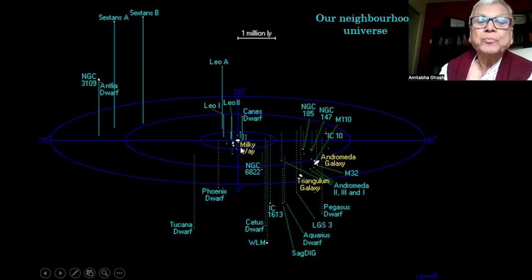And in the local group, this is the Milky Way, our galaxy. And this is the nearest neighbor, the Andromeda galaxy, at a distance of 2 million light years. This is our nearest galaxy, very similar to our own Milky Way galaxy.